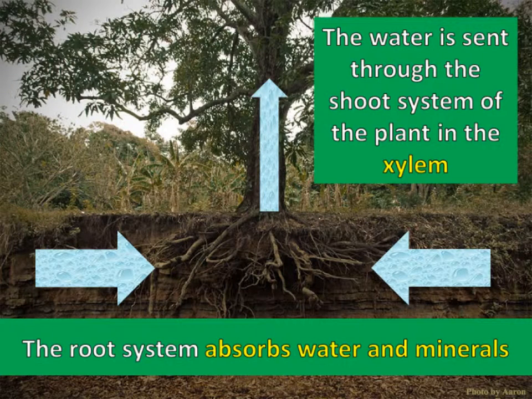So plants have two systems, the root system and the shoot system. As you know, the root system absorbs water and minerals. On number 9, what part of the plant absorbs water from the ground? The answer, root system. Number 9, root system. Go ahead and write that down. Number 9, root system.